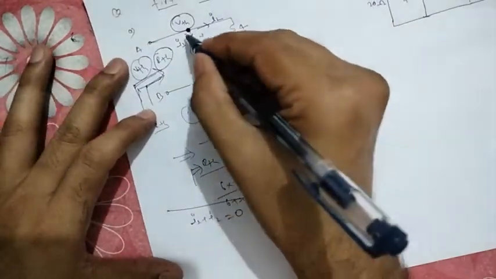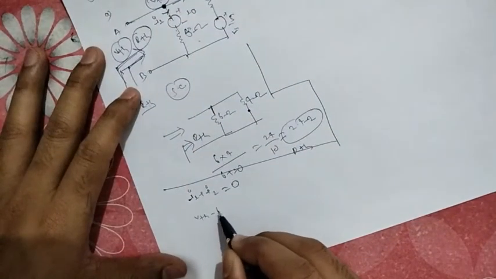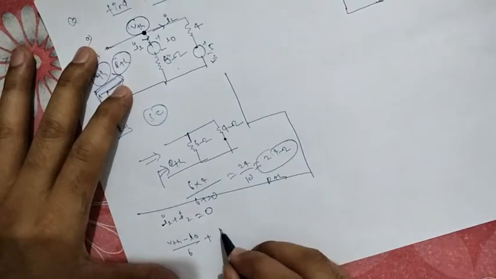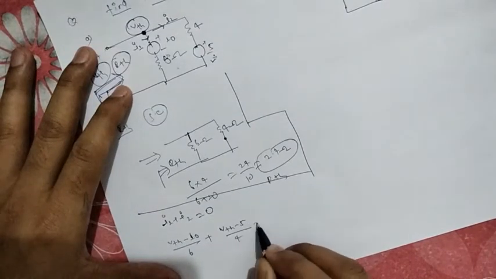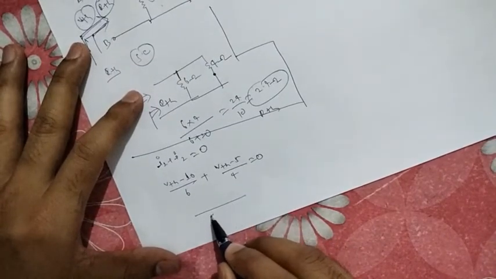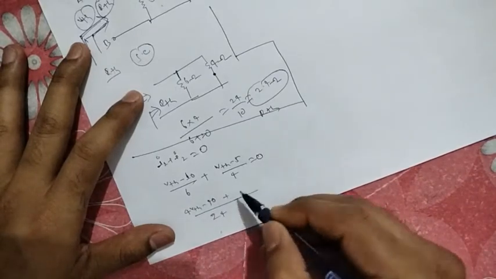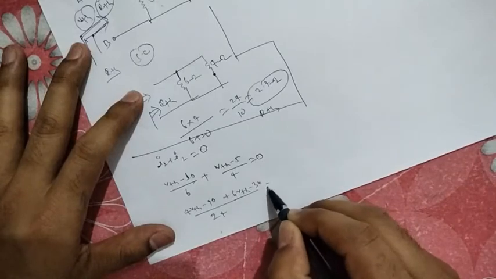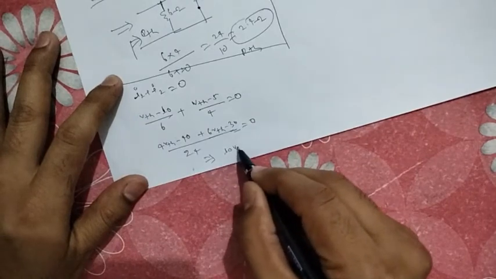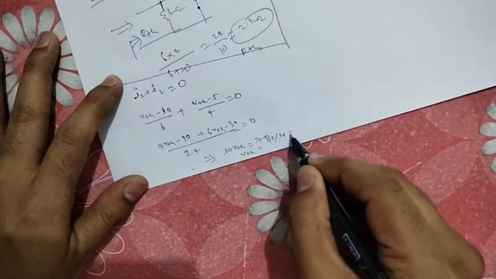Now what will be I1? VThevenin minus 10 by 6 ohm, plus I2, VThevenin minus 5 by 4, equal to 0. Now if I take the LCM, 24, this will be 4 VTH minus 40 plus 6 VTH minus 30 equal to 0. Then if I solve this equation, 10 VTH equal to 70. Now VTH is equal to 70 by 10, which is 7 volt.